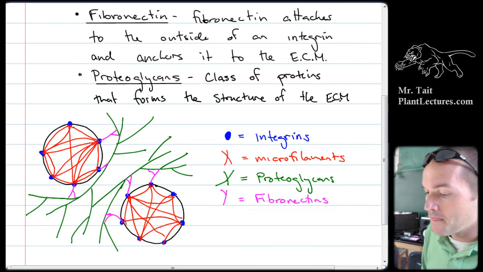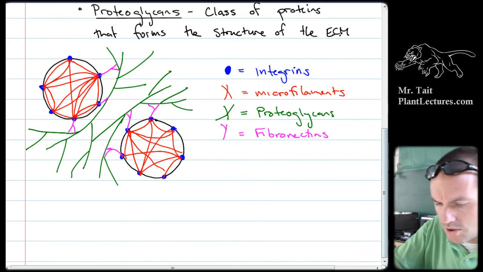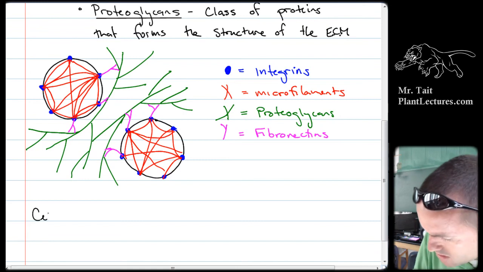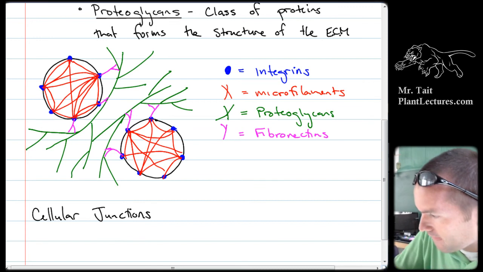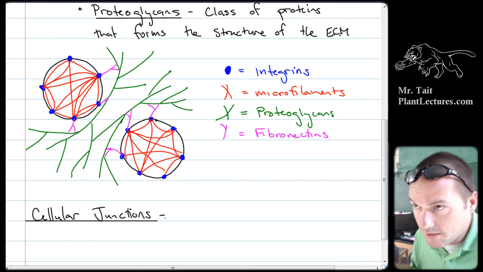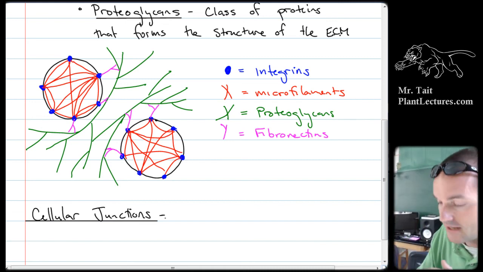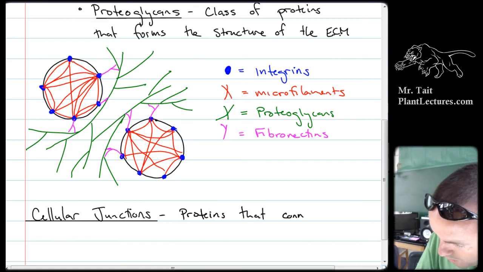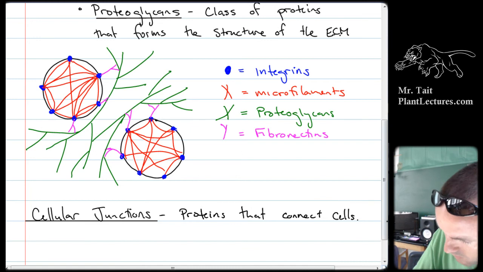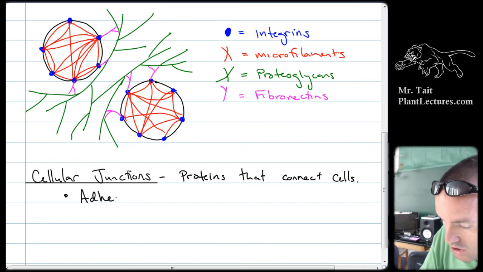But in the event that cells are super close together, there's a better way to do this, okay? And so we are going to look now at cellular junctions. Cellular junctions are exactly what it sounds like. These are proteins that hold cells together, proteins that connect cells. And the most common type of junction is called an adhesion junction.